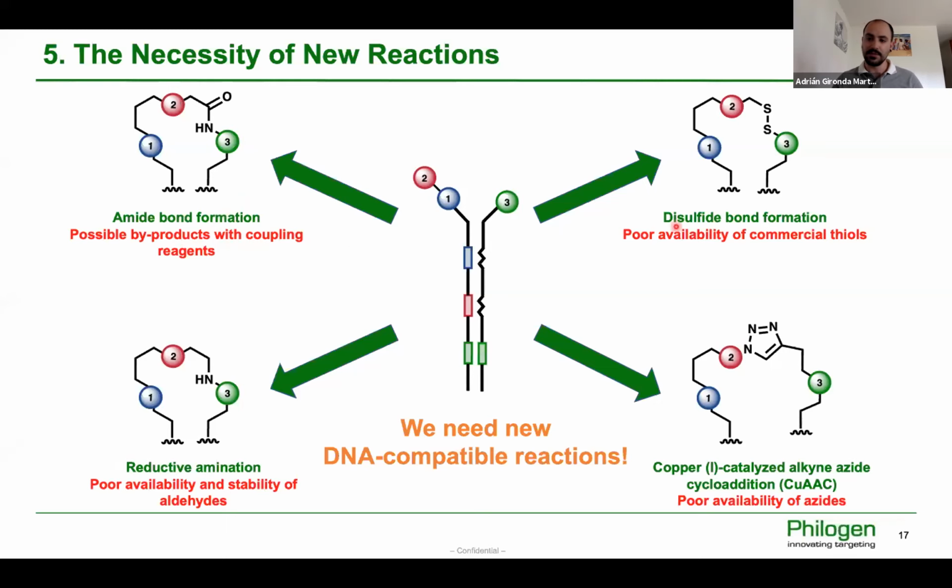We can also perform, for example, disulfide bond formation, but in general, the availability of bifunctional thiols is really low. Also, we could link both strands using reductive amination, but again, the availability of bis-aldehydes and the stability of the aldehydes can be a potential issue for this reaction. And finally, here you can see that we can also perform a copper-catalyzed alkyne-azide cycloaddition. But the potential issue of this reaction is that the availability of organic azides as commercial building blocks is not really high. So for those reasons, it's clear that we need new DNA-compatible reactions.